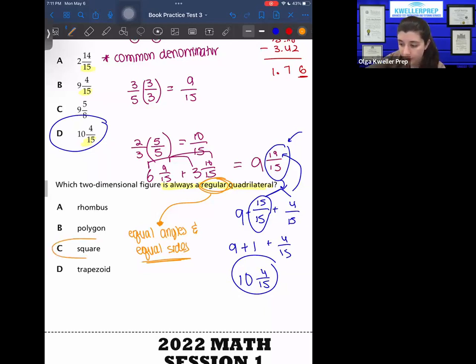Great, right? In a square, right? By definition, a square has all equal angles and sides. A rhombus, a polygon, this is way too broad, right? So it's possible, but a square is always. The key word here is always. It's possible that a polygon is a regular quadrilateral, but it's not always a regular quadrilateral. But a square is always a regular quadrilateral because by definition, all the sides and angles are equal.